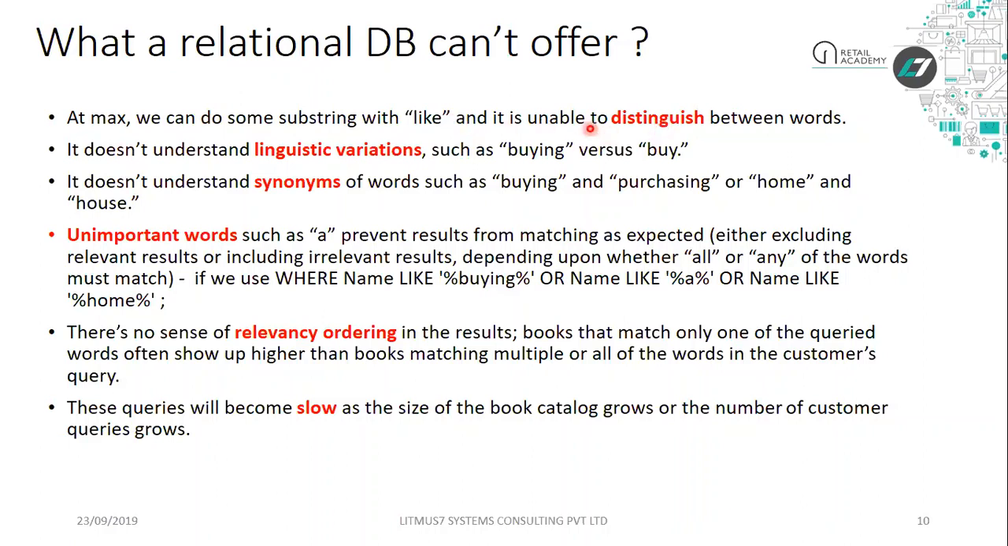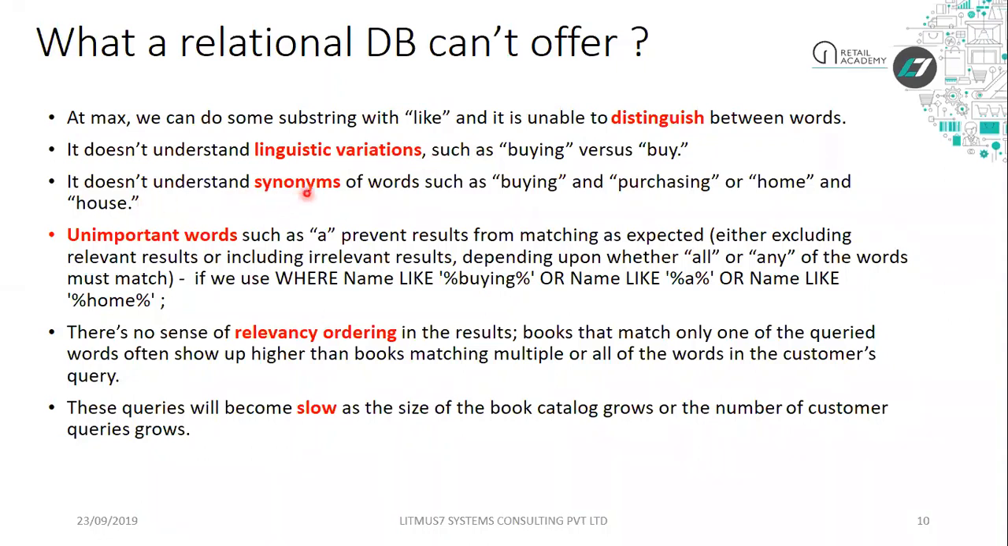It is very difficult, or it's unable, to distinguish between the words. Even if we go for the like operation, it's unable to distinguish between the words. And relational databases do not understand the linguistic variations, like buying versus buy. It's very difficult for a relational database to give all these linguistic variations in a query.